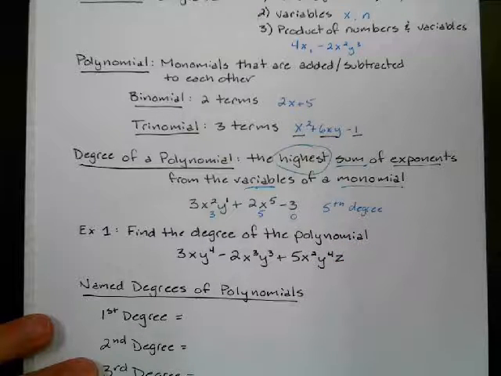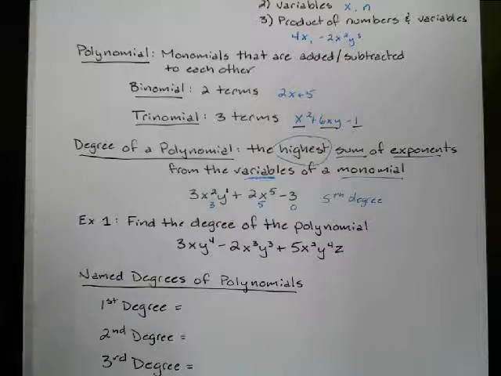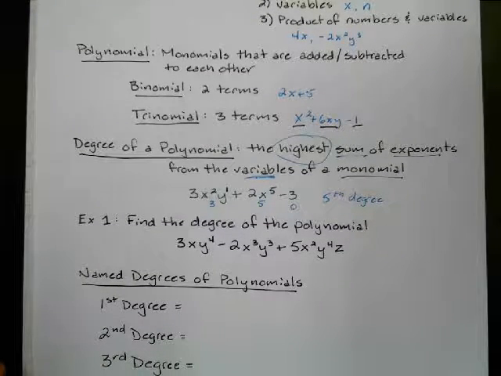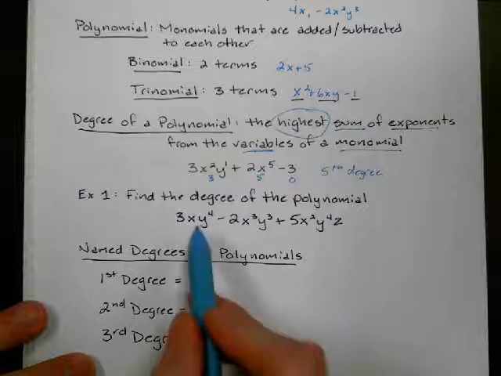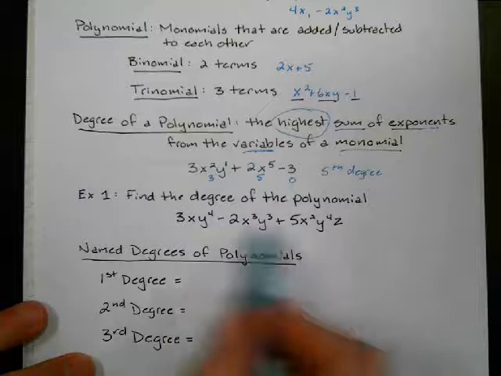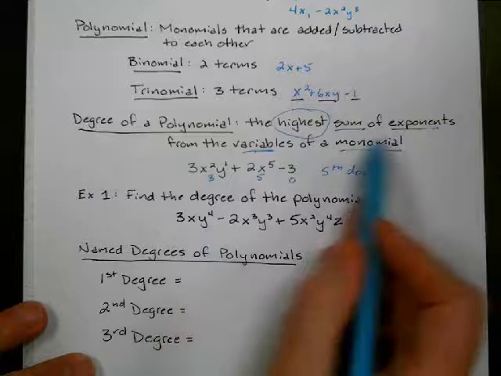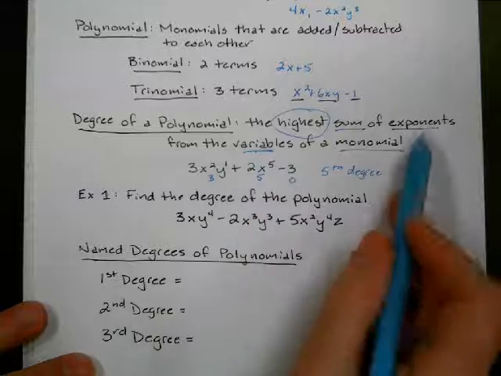It's not really going to mean a lot right now, but we're going to come back to this in a second. All right, so find the degree of the polynomial. This is a trinomial because there are three terms. So over here, remember we only look at the variables and their exponents.